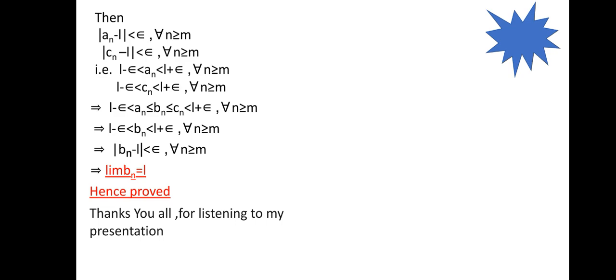We already see in the statement the condition an less than or equal to bn less than or equal to cn. We use that condition: L minus epsilon less than an less than or equal to bn less than or equal to cn less than L plus epsilon for all n greater than or equal to m. We can write it as L minus epsilon less than bn less than L plus epsilon for all n greater than or equal to m. That is, mod of bn minus L less than epsilon for all n greater than or equal to m. This is the definition of limit. Therefore, sequence bn also converges to L. Hence, limit bn is L. Hence, the Sandwich theorem is proved.